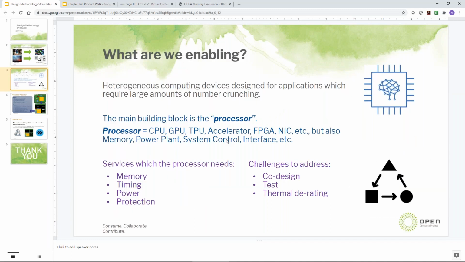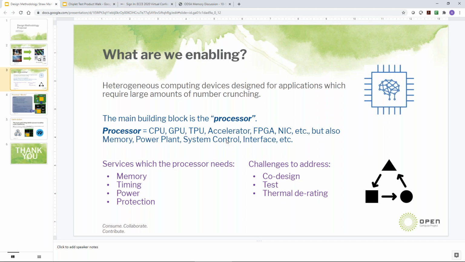So before we define a platform, we just say, what are we trying to enable? I just want to write this down: we're trying to enable heterogeneous computing devices designed for some kind of application that requires a huge amount of number crunching. I'm trying to be as non-specific as possible: AI, image processing, voice, whatever. Want to be very general about that. And then to enable it, what's the main thing that we need? The main building block, I think when we talked earlier, is a processor.